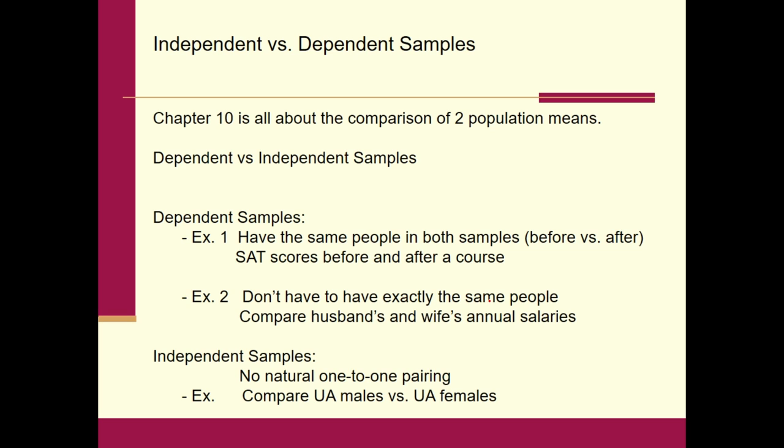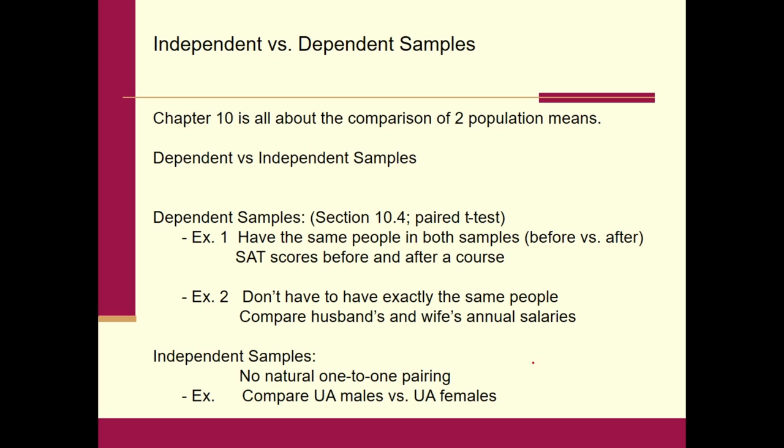Okay, and so in order to have dependent samples, everybody in the population must have this natural pairing going on. Okay, and if that's not the case, then we have independent samples where the samples aren't connected in some way, shape, or form on an individual basis, and they're just going to be looked at in groups.